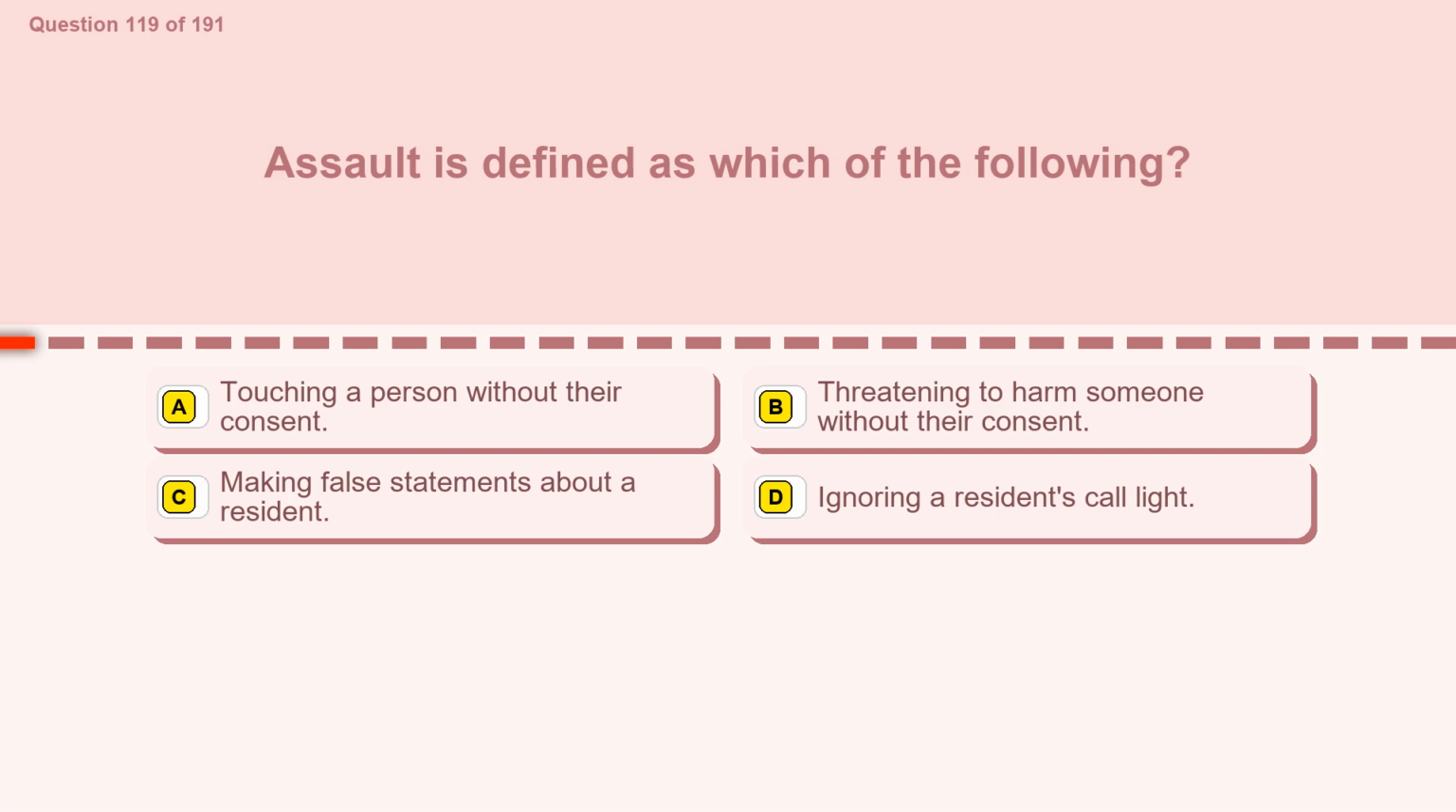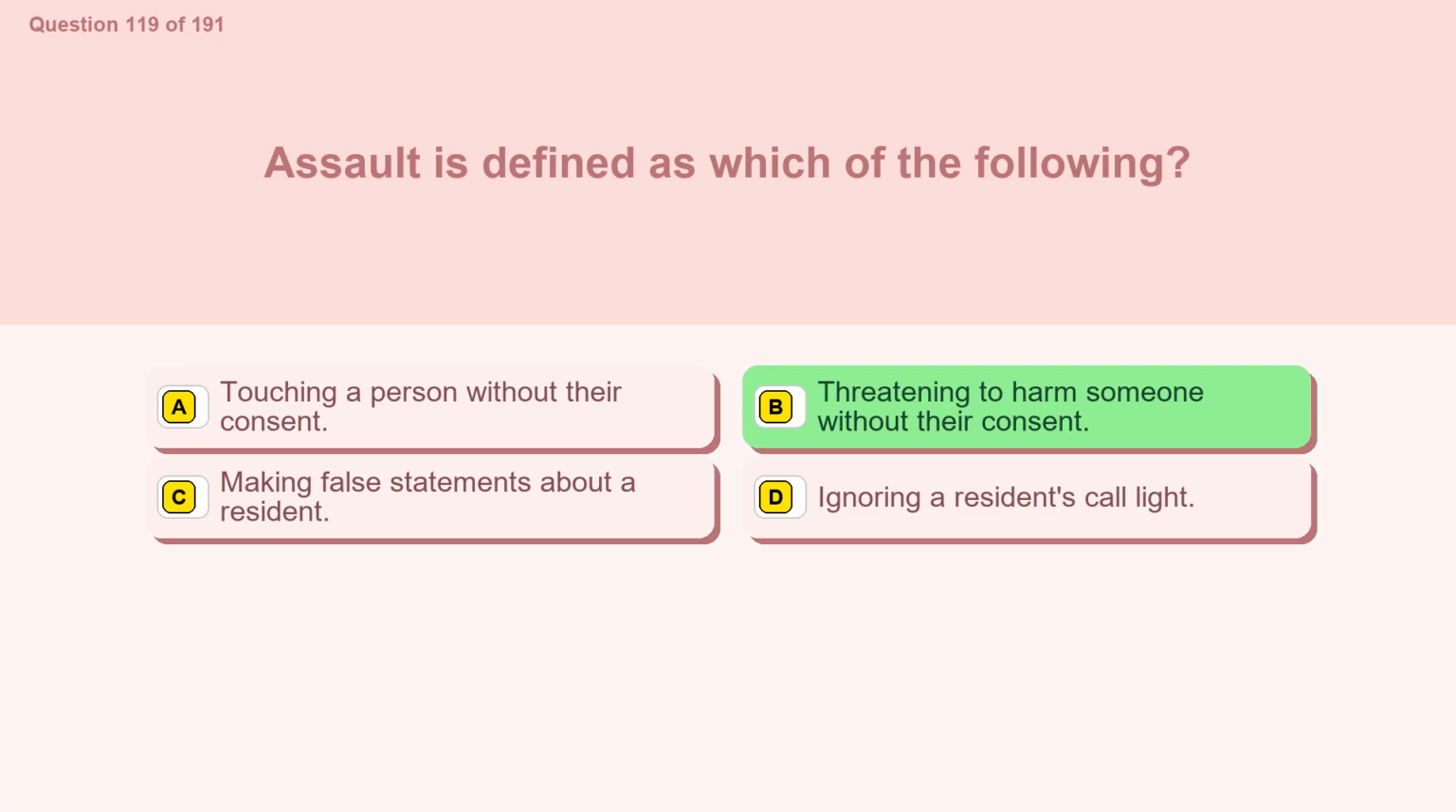Question 119. Assault is defined as which of the following? Option A. Touching a person without their consent. Option B. Threatening to harm someone without their consent. Option C. Making false statements about a resident. Option D. Ignoring a resident's call light.